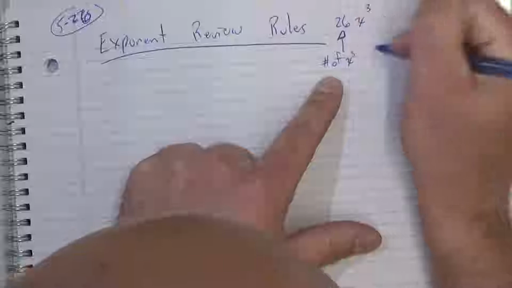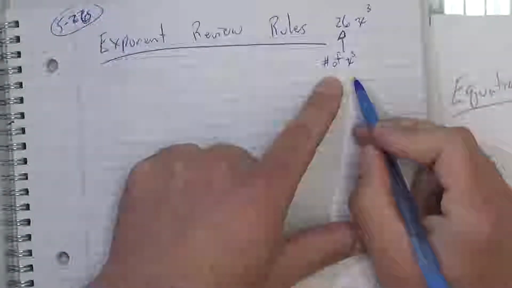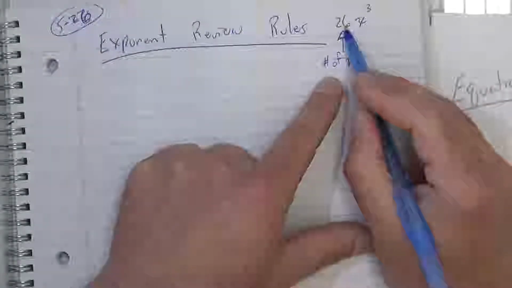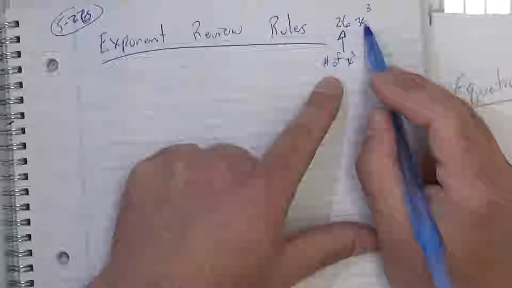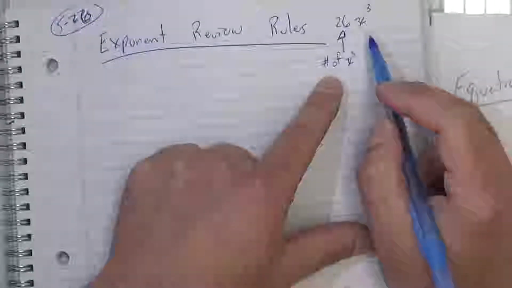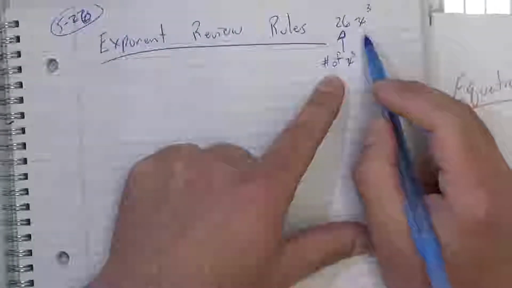That 26 is what we call a coefficient, but I'm going to change that name and call it the number of x to the thirds. So a lot of people forget that that is 26 of the x to the thirds. Because nobody remembers a coefficient. That's just a fancy math term that a lot of people struggle with.